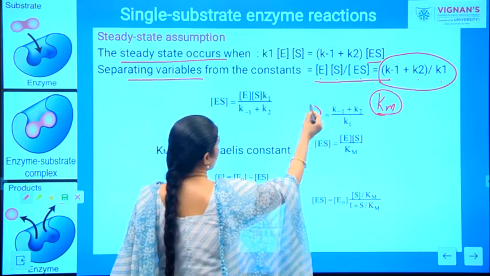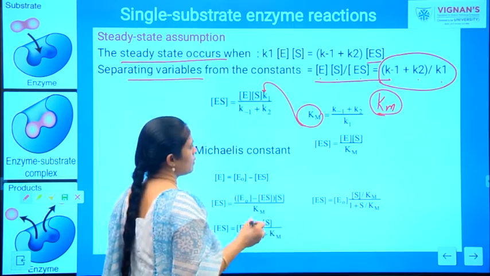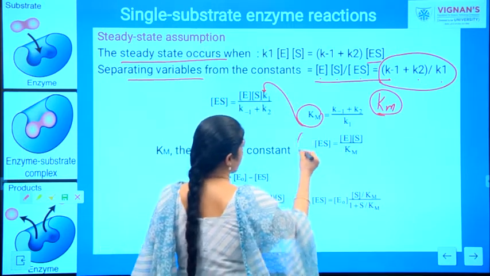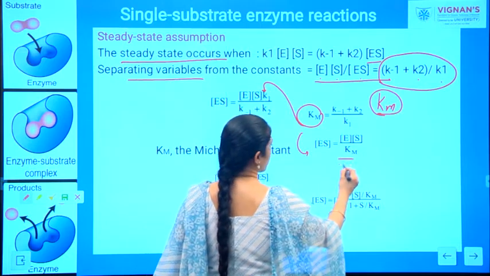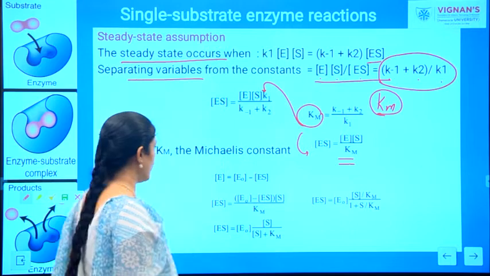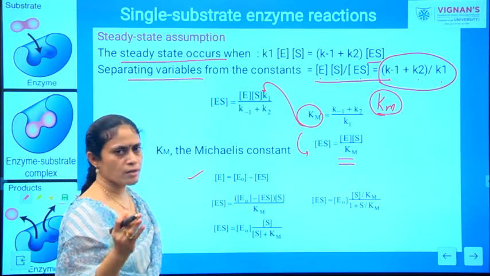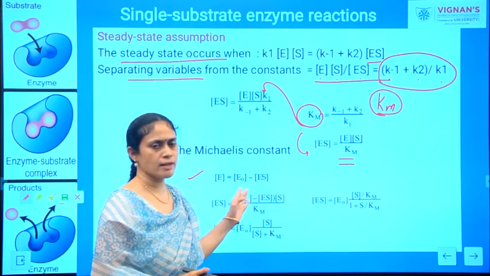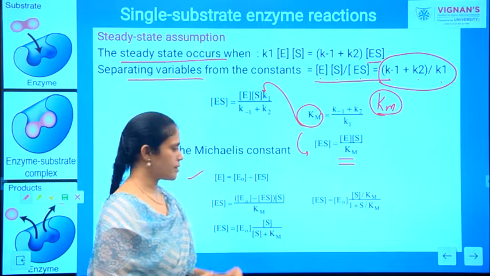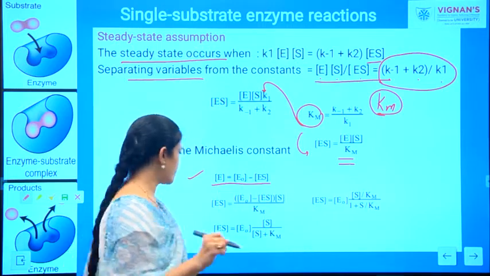So if you incorporate this into this particular equation, we will be getting ES is equal to E into S divided by Km. And now as you pretty well know, what is the concentration of free enzyme? It is nothing but the concentration of total enzyme minus the concentration of bound enzyme, that is E is equal to E naught minus ES.